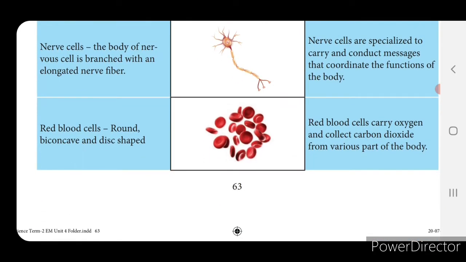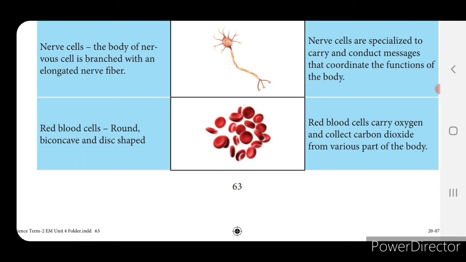The next one, red blood cells. Red blood cells are present in the blood. They are round, biconcave and disc shaped. Red blood cells carry oxygen and collect carbon dioxide from various parts of the body. So during respiration we are taking in oxygen. That oxygen will mix with the blood and move from one place to another inside the body.